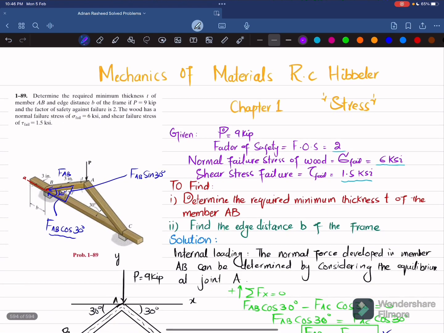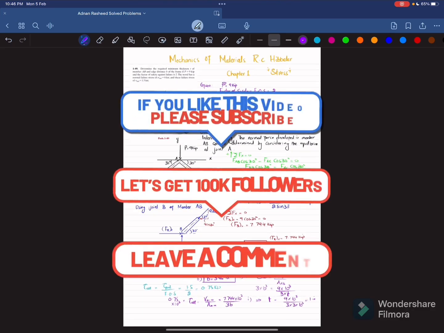So I will conclude that this thickness T is equal to 1 inch, and this B is equal to 3.46 inch, which is the answer of this question. And that was all about this problem 1-89.